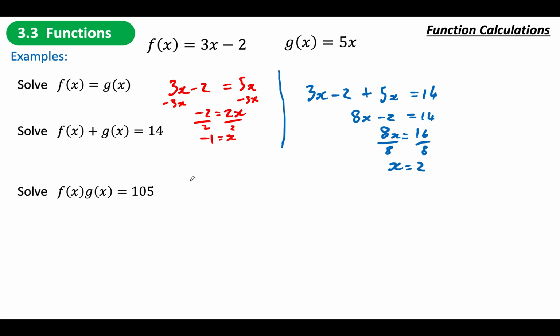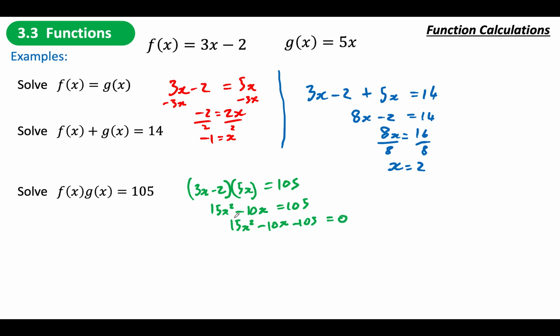So we know, first of all, let's put this in a bracket, I think. 3x take away 2 is f of x. And g of x equals 5x. We want that to equal 105. And then just, as I say, crunch the algebra, do the work. 3x times 5x is 15x squared. Negative 2 times 5x is negative 10x. That equals 105. I need to take 105 away from both sides. So we'll have 15x squared, take away 10x, take away 105 equals 0.